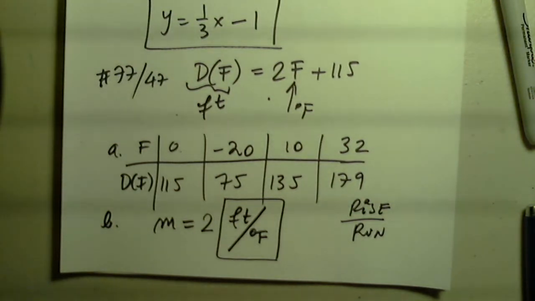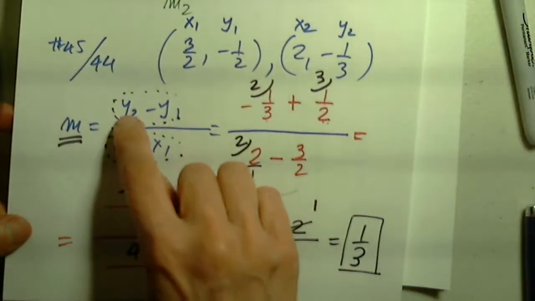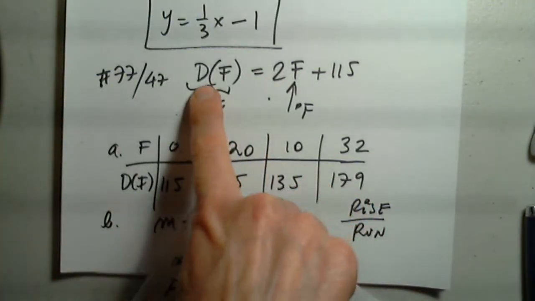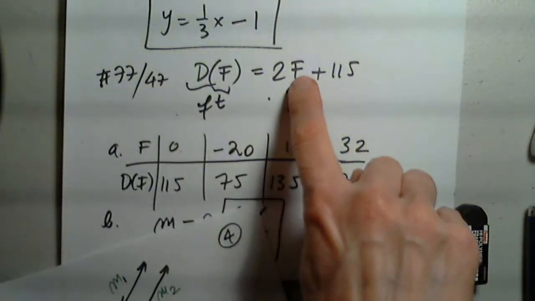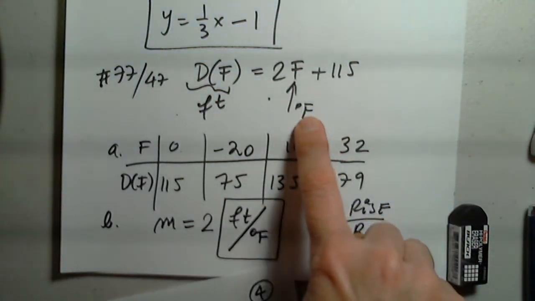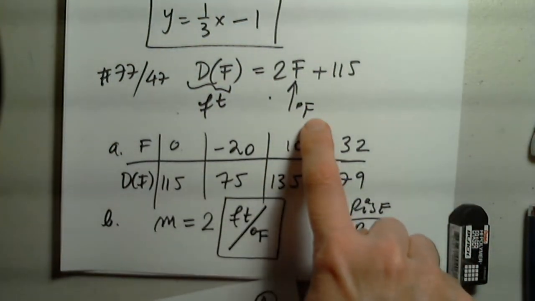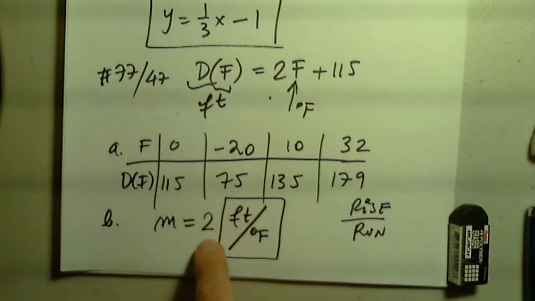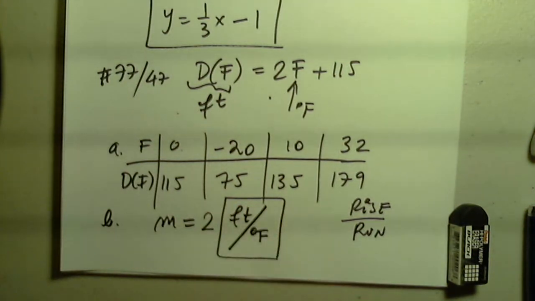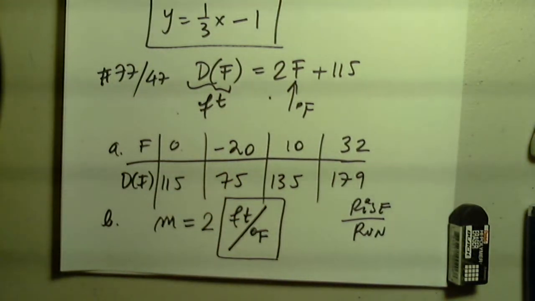Can you repeat one more time, please? Which part? The rise over run. This is the y value, which is the function, measured in feet. This is the x value, which is the x variable, measured in degrees Fahrenheit. So the measurement unit for 2 is 2 feet per degree Fahrenheit. It's basically the same as y2 minus y1 over x2 minus x1. It's the y value over the x value.